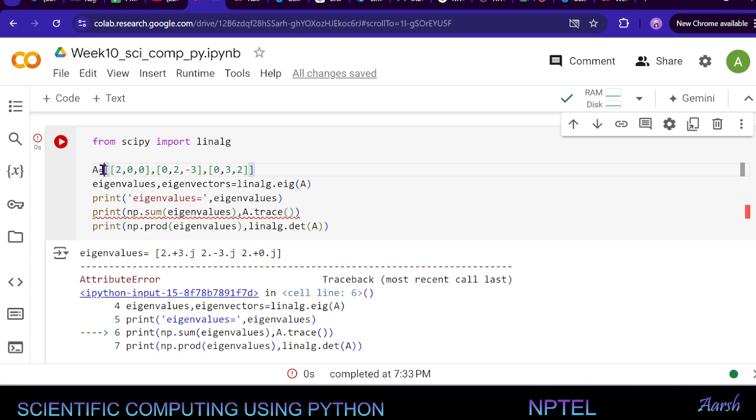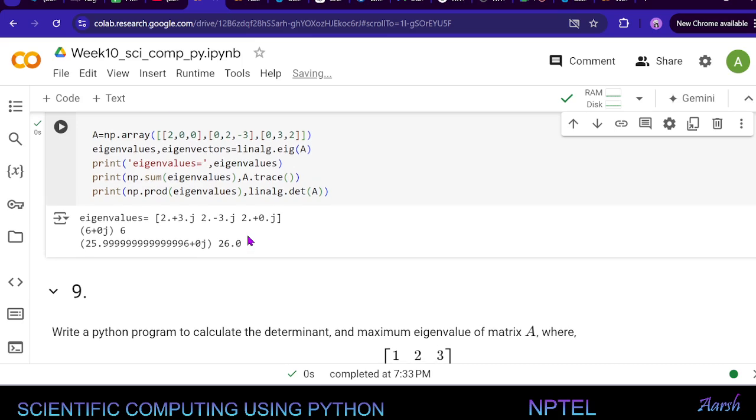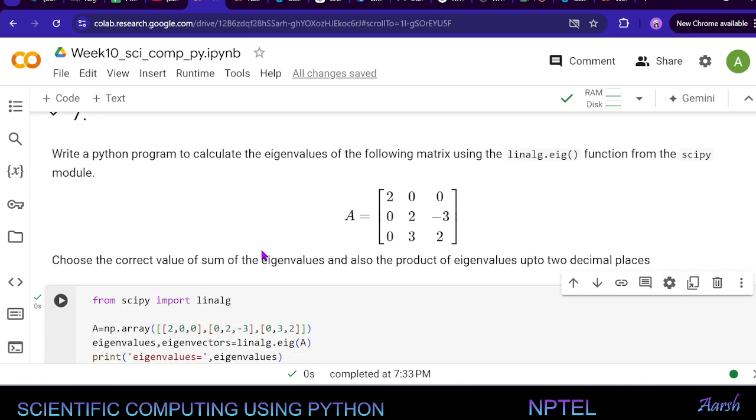Oh, this has to be np, probably. Yeah, so the trace is 6, which is what we got as the sum of eigenvalues, and the determinant is 26, which is what we got for the product of eigenvalues. Okay, so that checks off.